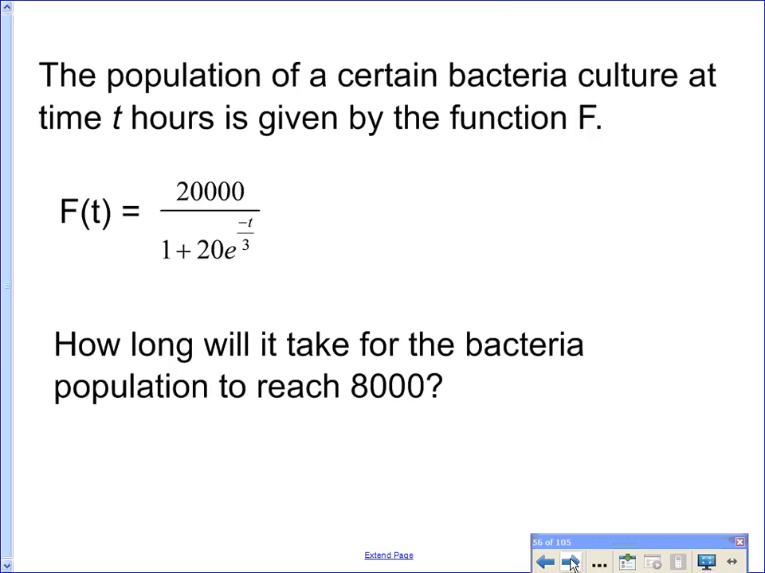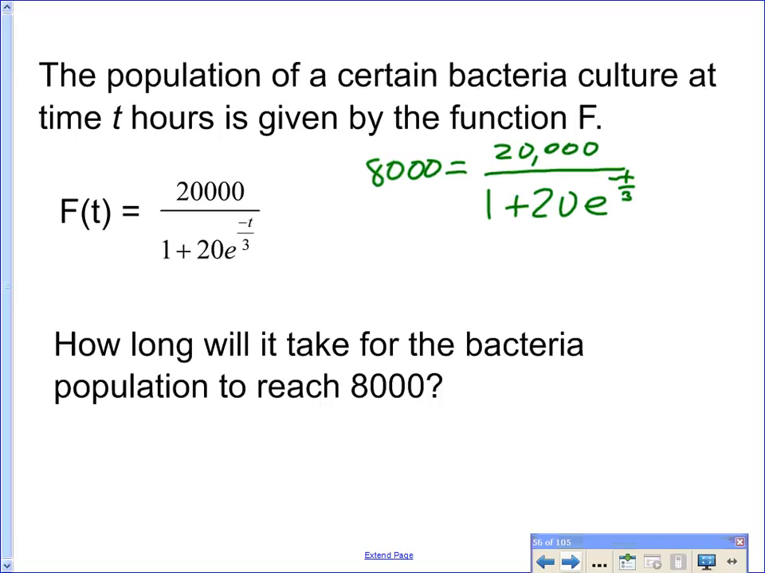Okay, we've got one more word problem here. You've got a population of a certain bacteria culture at time t hours given by this function f of t here. And what we want to know is how long it's going to take the bacteria population to reach 8,000. So we want 8,000. So that's going to be our f of t is equal to 20,000 over 1 plus 20 e raised to the negative t over 3. Okay.